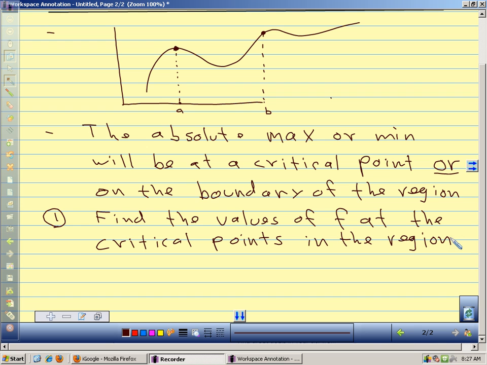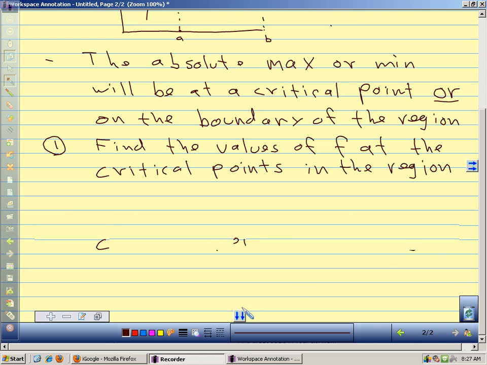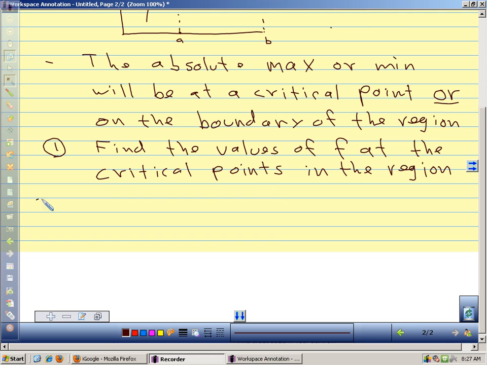We find our critical points, and we have to make sure that, because we have a bounded region, the critical points we're finding are inside our region. If we find a critical point outside our region, we don't have to worry about it. Going back to our single variable example, if we come up with a critical point outside the interval, we don't have to worry about it. Our second step is to find the extreme values of f on the boundaries.